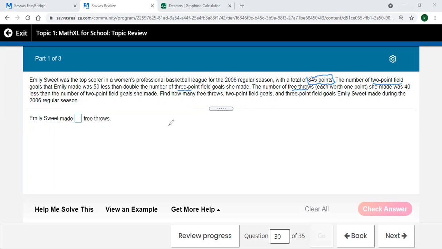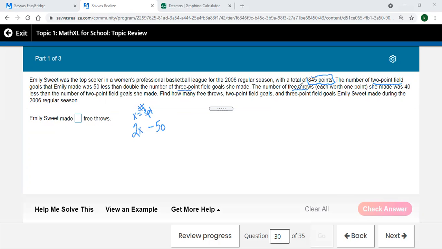So it says the number of 2-point field goals she made was 50 less than double the 3-pointers. So 50 less than, if we double the 3-pointers that she made. So x equals the number of 3-pointers.